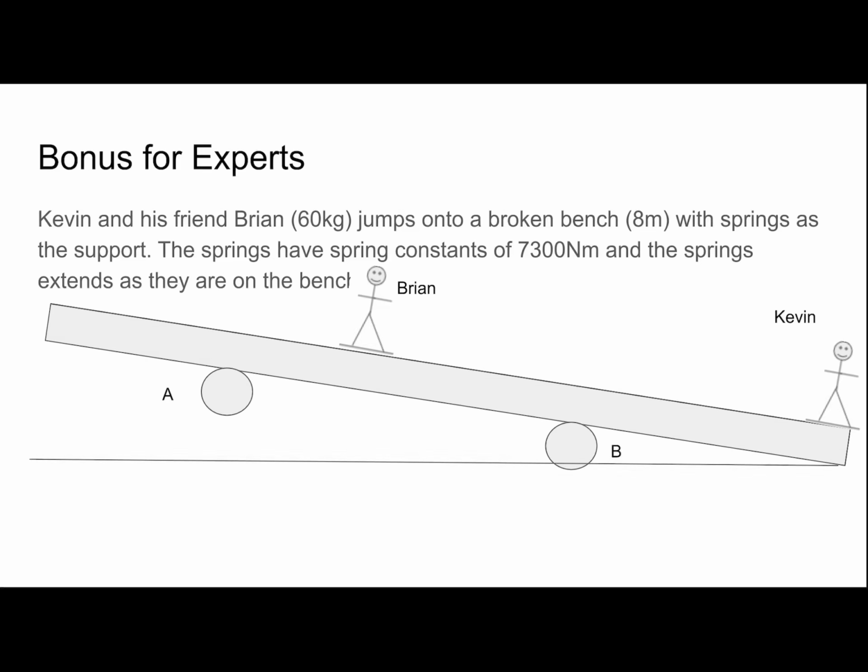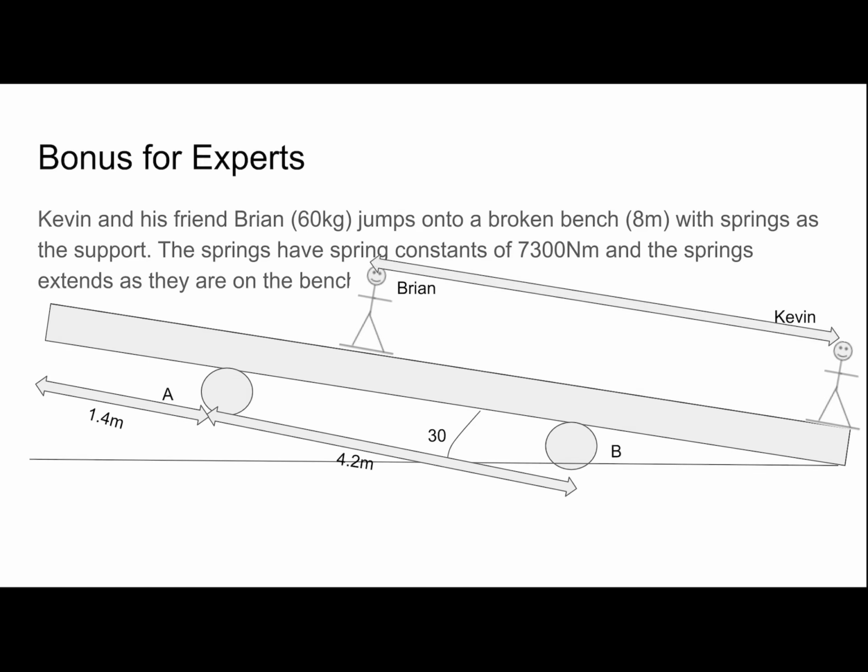The information given is that the angle theta made between the bench and the horizontal will be 30 degrees. We'll also give you some distances. These distances given are the distances of the bar. It's not the horizontal distance, it's the diagonal distance of the bar. Keep that in mind. So 4.2 we have there. We have our distance between Brian and Kevin is 5 meters.